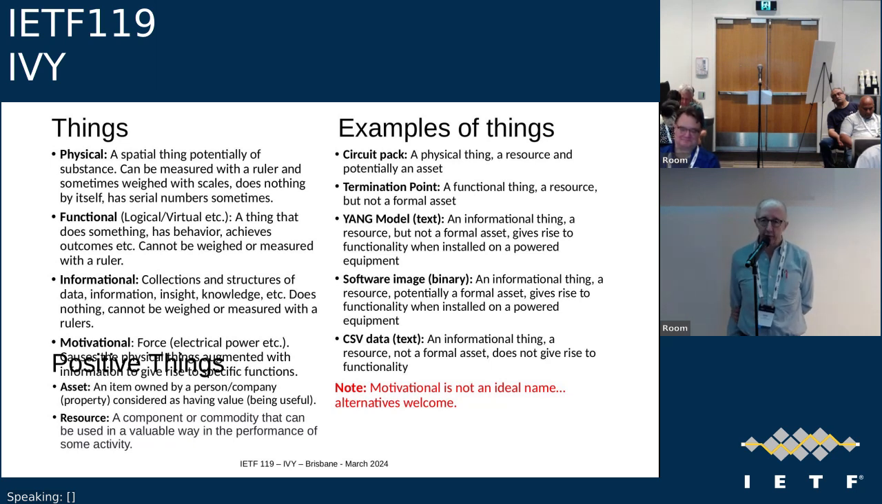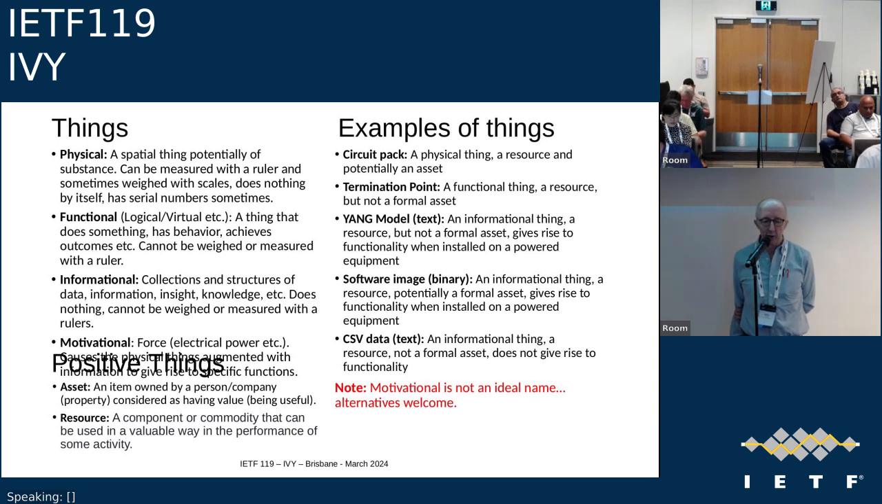A functional thing you can't measure with a ruler. It's something that does something. It's behavior. It's a separate sort of thing, and as I'll show later on, the stuff in RFC 8245 relates to functional things. The stuff we're looking at is physical; we're not looking at functional things and inventories of those. An informational thing is a collection of data. You can't measure it with a ruler. It doesn't do anything, so it clearly hasn't got behavior.